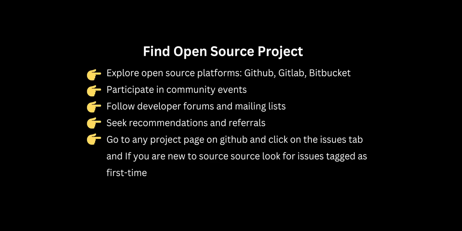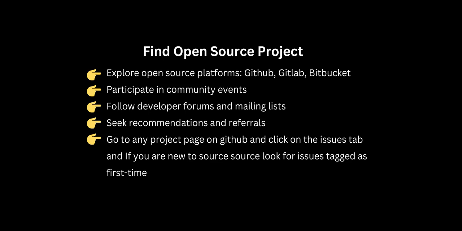There are different ways to find open source projects to contribute to, which include exploring popular open source platforms such as GitHub, GitLab, and Bitbucket, participating in community events, following developer forums and mailing lists, and seeking recommendations and referrals. And my personal favorite: go to an open source project page on GitHub, click on the Issues tab, and look for issues tagged as first time.